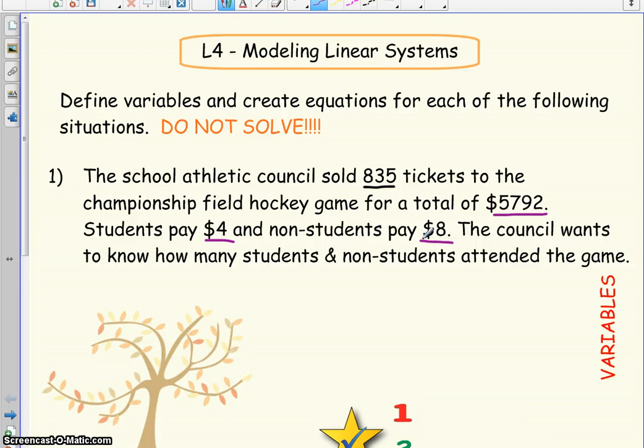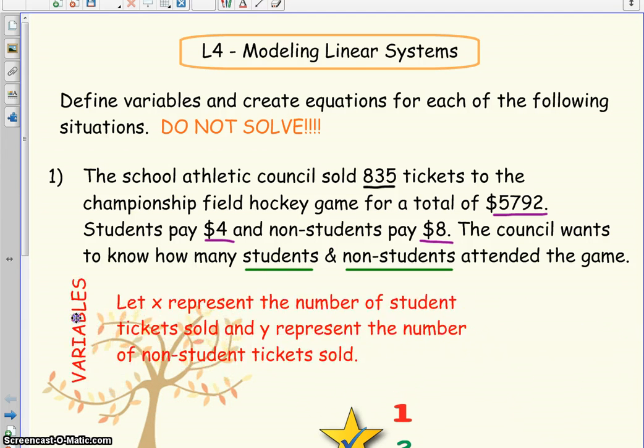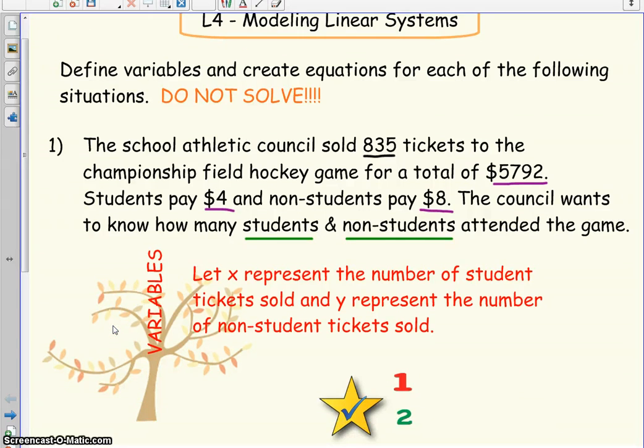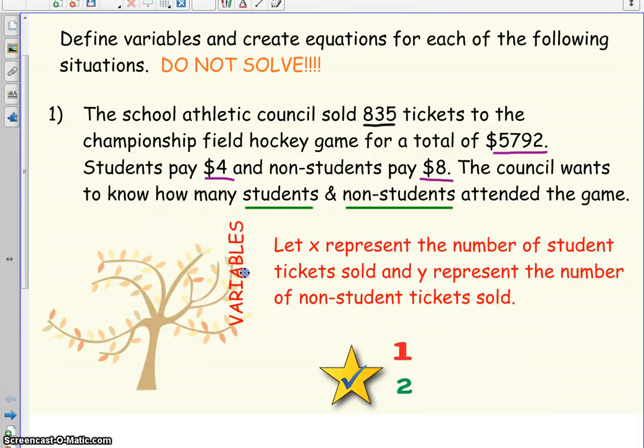Okay, so what you always want to do first is define your variables. So since we're looking for how many students and how many non-students came to the game, those are going to be our unknowns. We'll choose our variables to represent those. So I chose X and Y for my variables. Very commonly you might choose S and N for students and non-students, but that's up to you. So define your variables, create your let statements. We're going to let X represent the number of student tickets sold and Y represent the number of non-student tickets sold. And there's enough information in this problem to actually create two different equations.